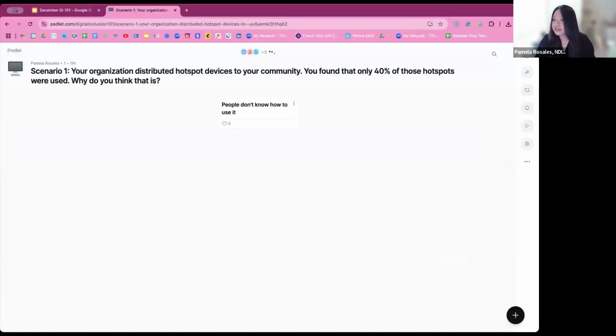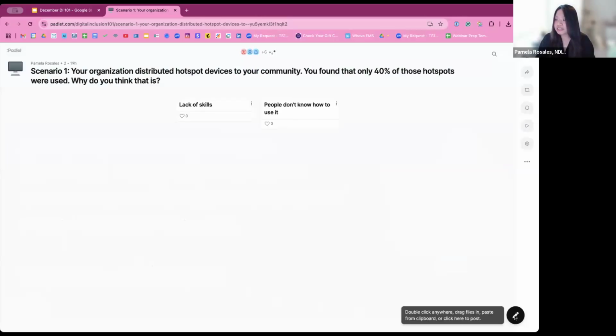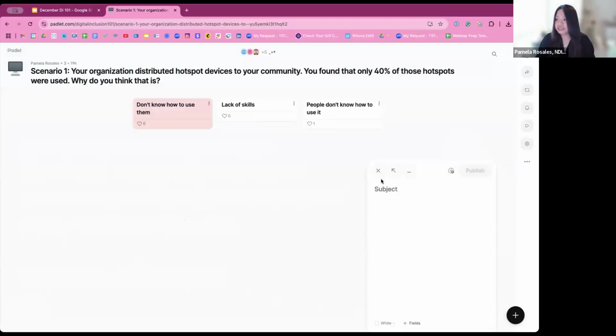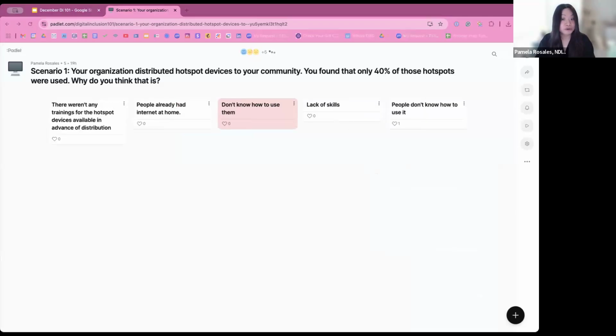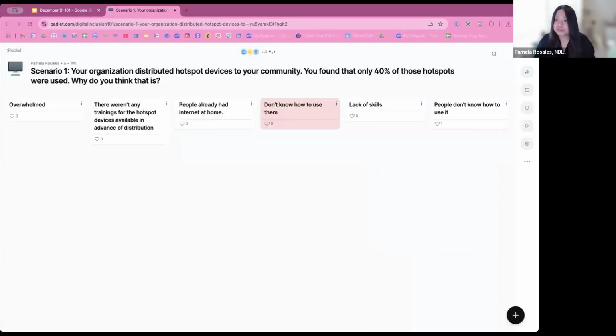Okay, so this is the Padlet activity. If you are new to Padlet, if you want to add a note, you can just click on this plus sign right here. And if you click that, then you'll be able to type in your answer. All right, so some folks are already putting their answers in. Some people are saying people already had internet at home. Correct. People don't know how to use them. That's another one. The skills aren't there.